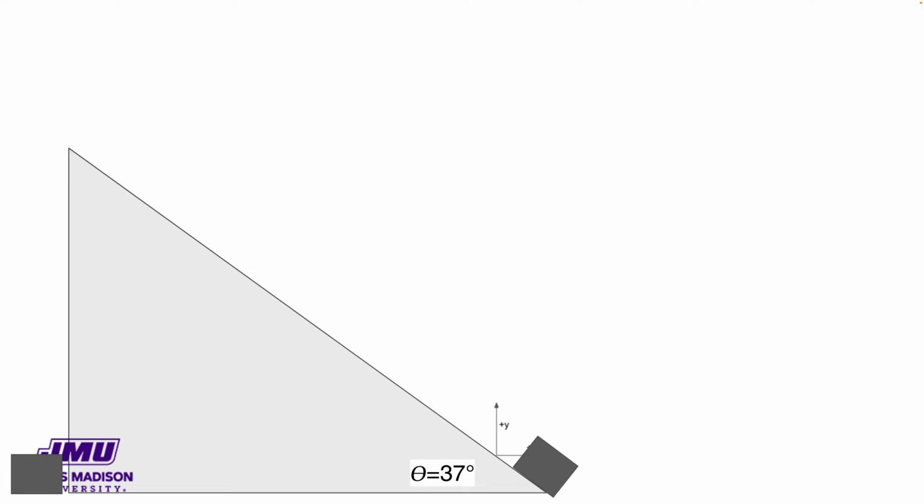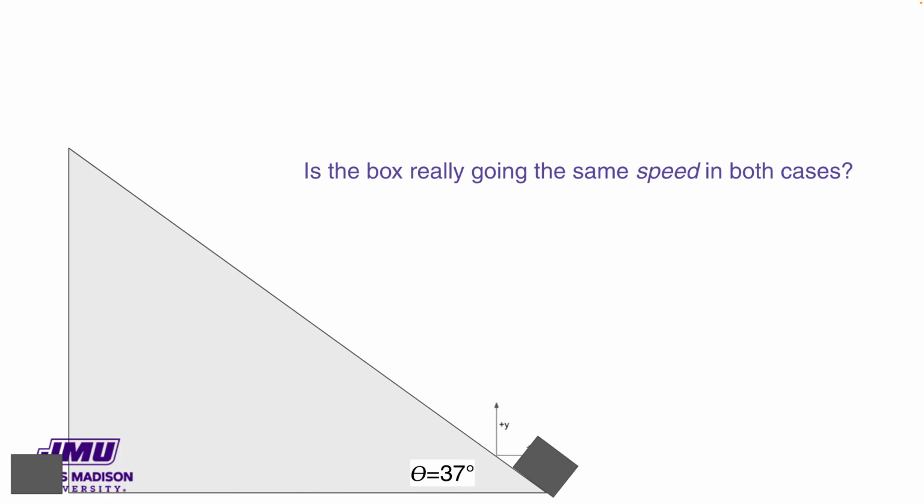Personally, I think it's interesting that these two blocks took two different paths, and we calculate that they are going the same speed when they get to the bottom. I want to be clear, the one sliding down the incline will take more time to get to that speed. Their accelerations are not the same. But they do get to that same speed by the time they're at the bottom of the ramp.